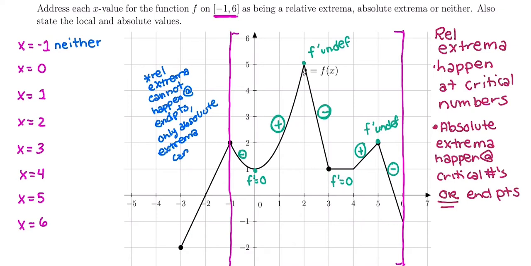Okay, looking at our next x value, we're looking at x is 0. It is a critical number, so it could be a relative extrema. Also, if it's the absolute highest or lowest point, it could also be an absolute extrema. So it is a critical number that switches from decreasing to increasing. Any critical number that switches from decreasing to increasing is automatically going to be a relative min.